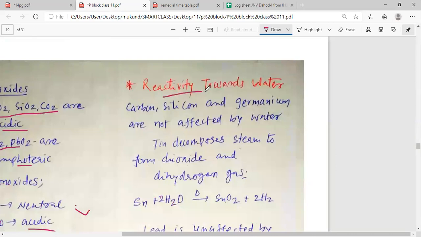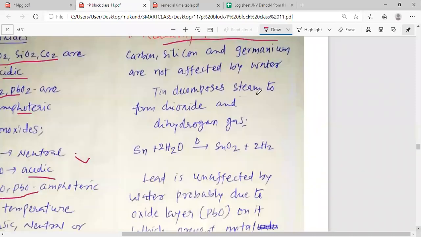Let's move forward and understand reactivity towards water. Now we are going to study the reactivity towards water of these group 14 elements. Carbon, silicon and germanium are not affected by water. Please remember that carbon, silicon and germanium are not affected by water.